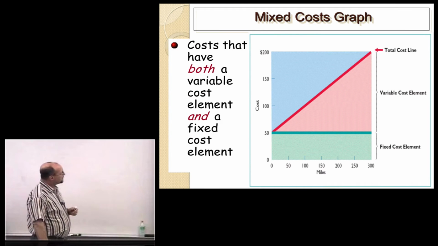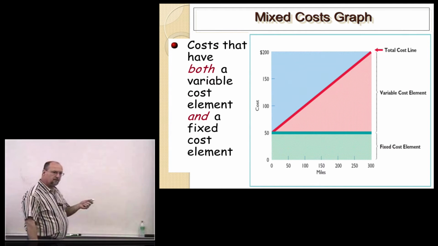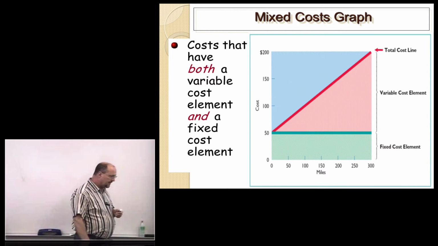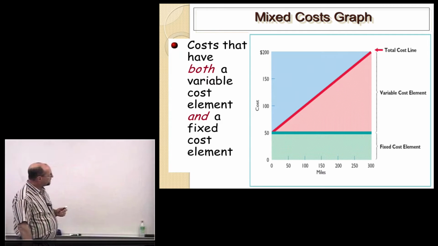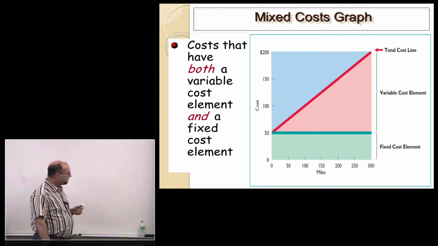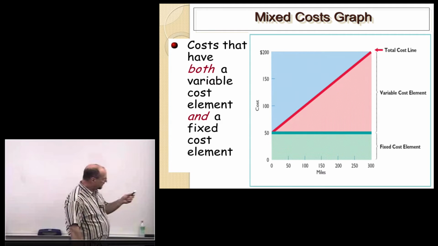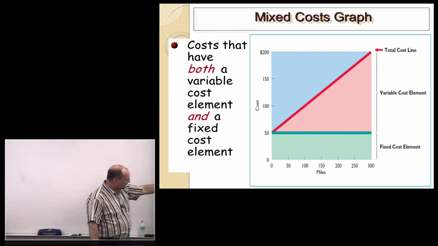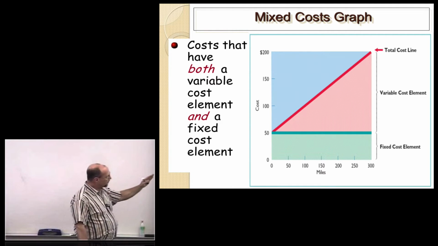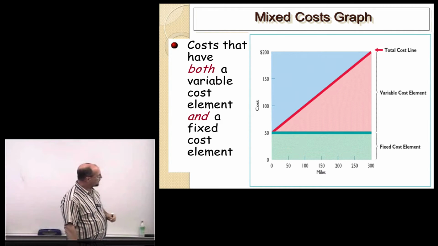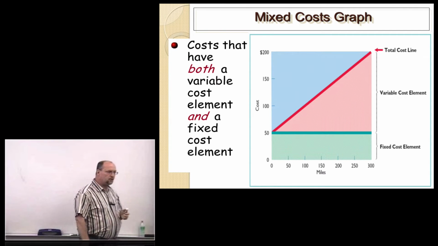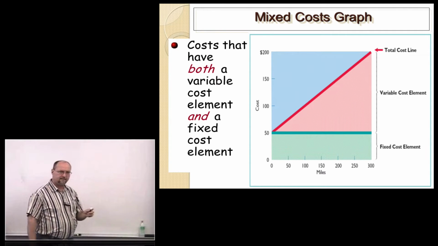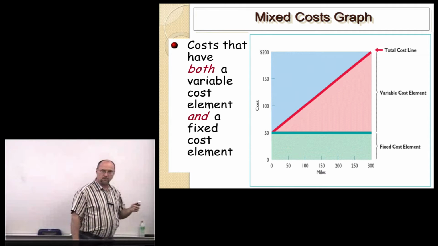Now let's take a look at the mixed cost graph, using your cell phone plan or renting a U-Haul truck as an example. Costs that have both a variable component and a fixed component. So there's the fixed cost component at the $50 level. Then there's the variable cost component, the red line going from the $50 mark. Even if you didn't use your phone one single minute, you'd still be charged $50, for example.